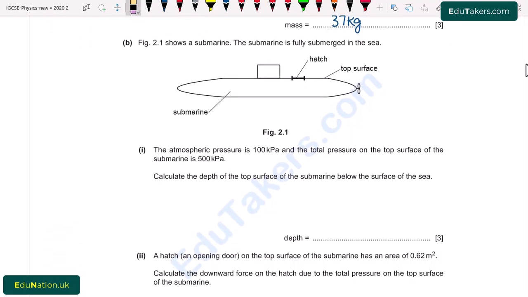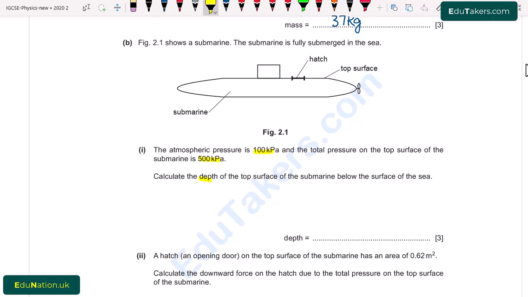Part B, figure 2.1 shows a submarine. The submarine is fully submerged in the sea. 1. The atmospheric pressure is 100 kilopascal, and the total pressure on the top surface of the submarine is 500 kilopascal. Calculate the depth of the top surface of the submarine below the surface of sea.